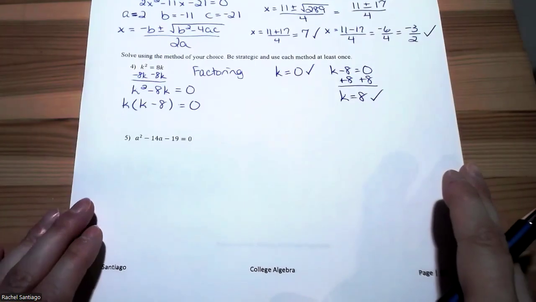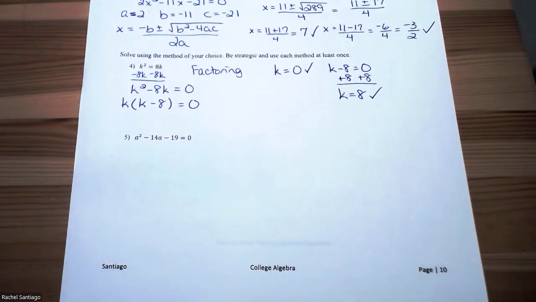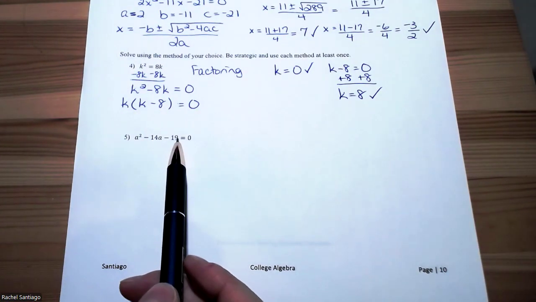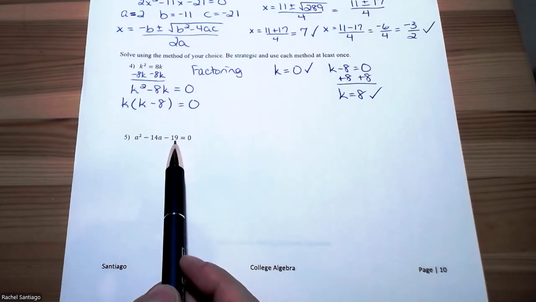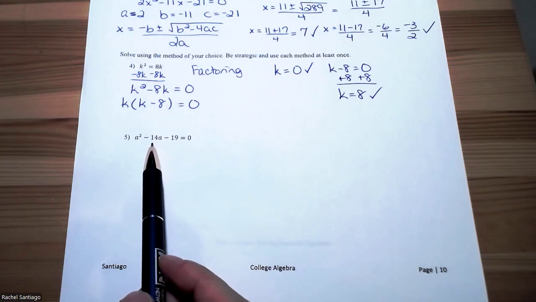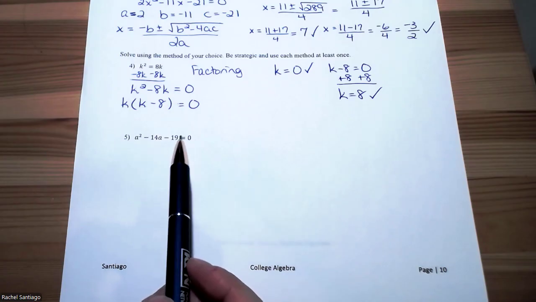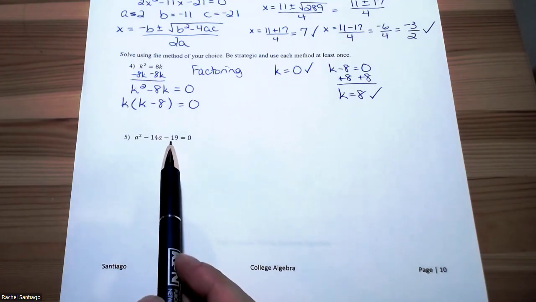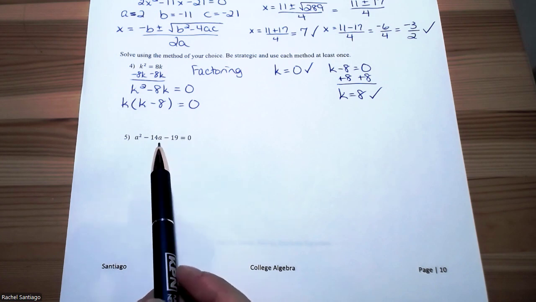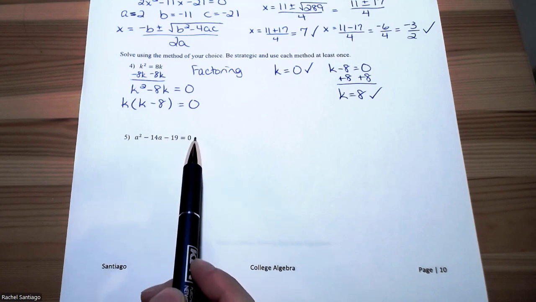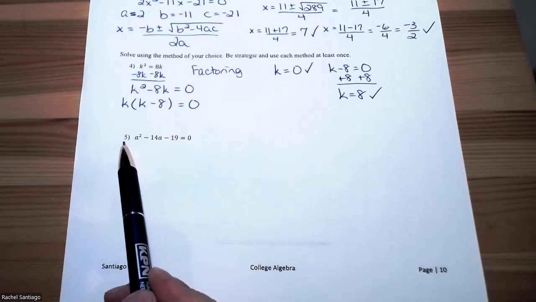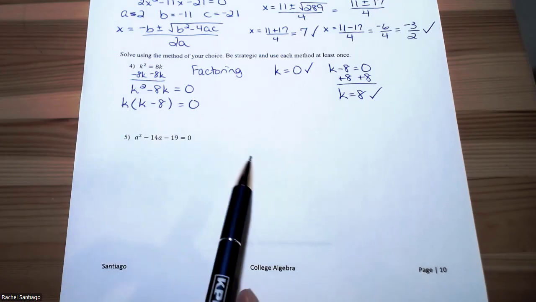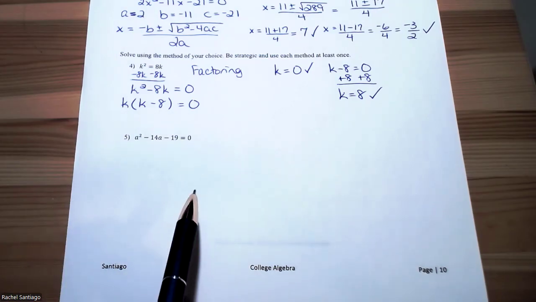For number 5, I think about the idea of factoring, and I say to myself, well, are there factors of 19 that combine to give me 14? And that answer is no, because 1 times 19, if I subtract them, I get 18. So that won't work. I could bring the 19 over and then use the process of completing the square, or I can use the quadratic formula. So those two are my possible techniques.